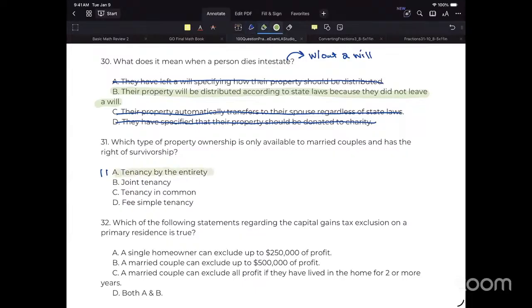Woo-hoo. Now, both joint tenancy and tenancy by the entirety have that right of survivorship, but the tenancy by the entirety is related only to married couples in some states. Not all states practice tenancy by the entirety. Joint tenancy has the right of survivorship, but it doesn't require marriage. That's what I'm trying to say there. Tenancy in common has no right of survivorship. And of course, fee simple tenancy just means you own it and it's inheritable. That does not have anything to do with our question. So once again, we got that right.